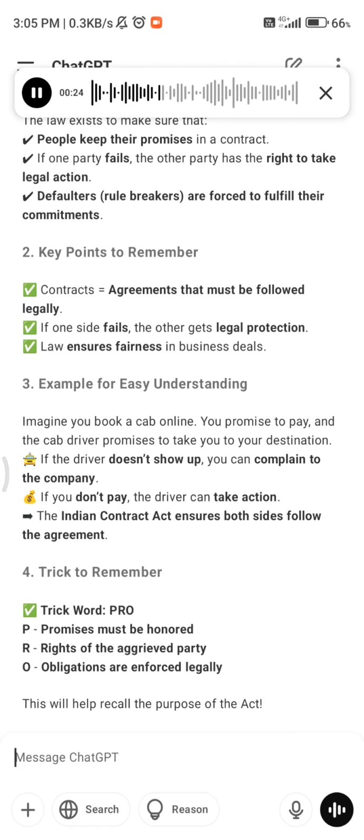2. Key points to remember. Contracts, agreements that must be followed legally. If one side fails, the other gets legal protection. Law ensures fairness in business deals.